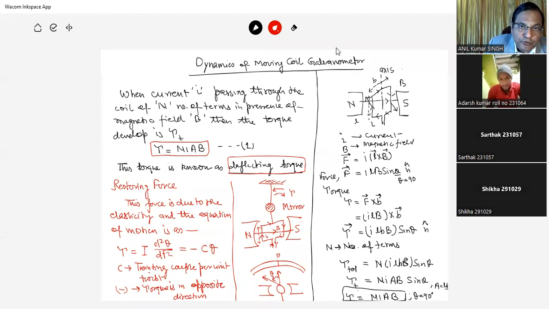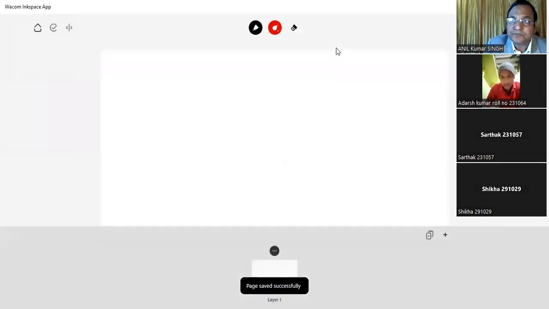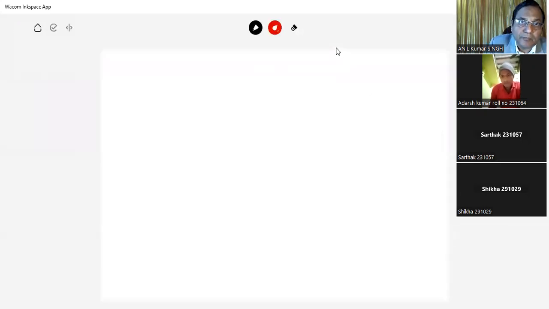So this restoring force is equal to the deflecting force. Here it is the deflecting force. So what happens in equilibrium? Both these forces are equal in the equilibrium.